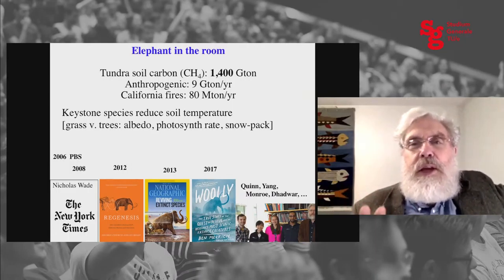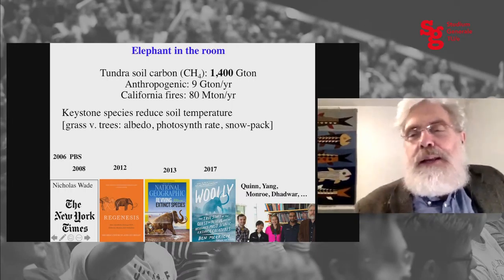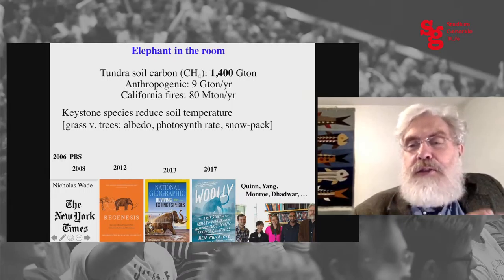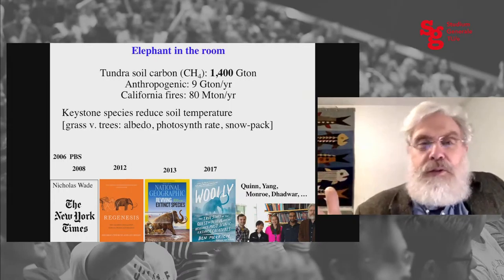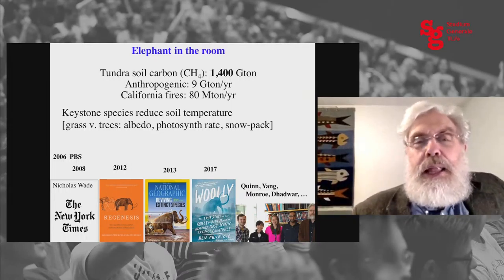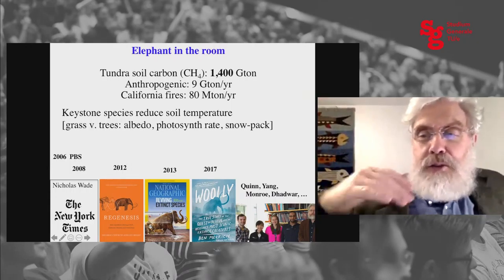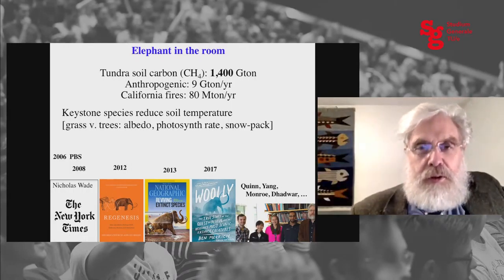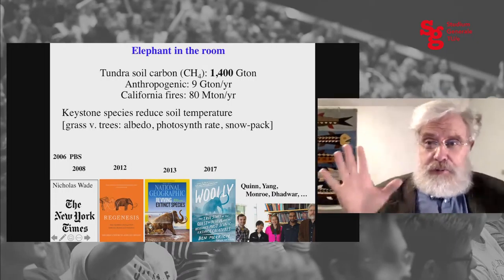So we want to slow that down by three related phenomena, in going from grass versus trees. We went from grass about 20,000 years ago to an abundance of trees, and now we're going back, and that results in a change in albedo, the reflectance of the light. So the more you reflect, the less warmth goes into the soil. The photosynthetic rate of grass is much better, and the trees prevent snowpacking.